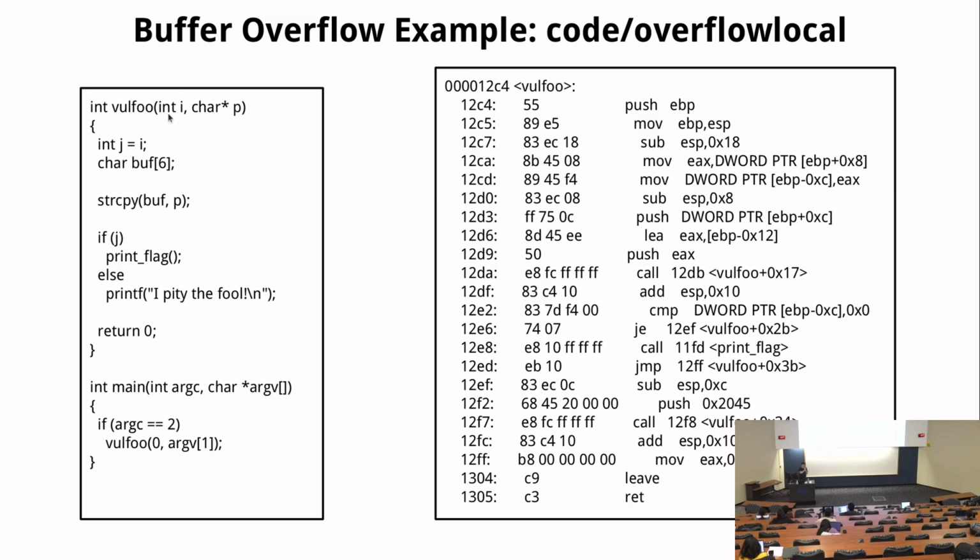The vulfoo function looks like this. The first parameter is an integer i. Then there is a pointer p. There is a local variable j, which is initialized to the value i. In this case, i is hard-coded, always 0. So j, the local variable, will be initialized to 0. After that, a local buffer is defined. At the C level, we give it a name, buffer.